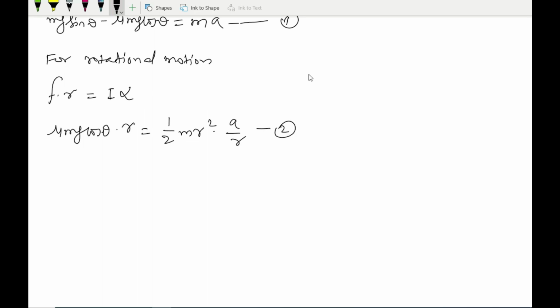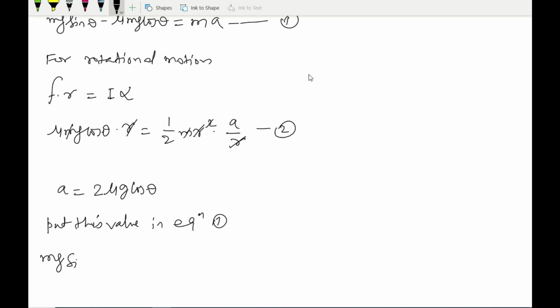Let's further solve this. m and m are on both sides, so you can cross them out. This R and R square will cut, and then this R and the remaining R will also cut out. What is remaining then? a you can find now. a will become, 2 will go this side, 2 mu g cos theta. So you got the acceleration, the linear acceleration. Put this value in equation 1.